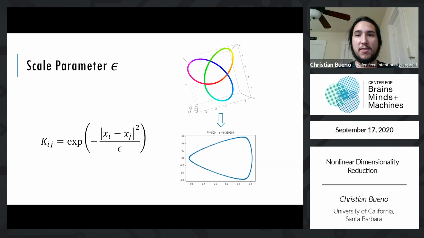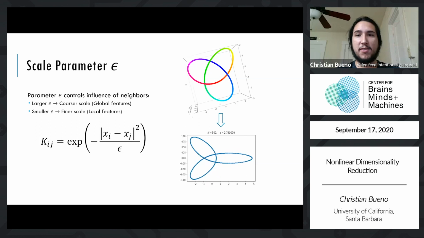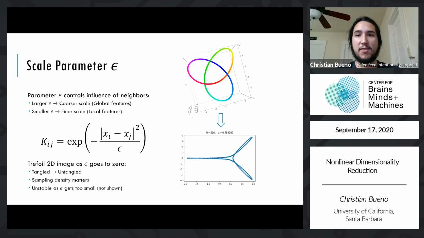And then how would you possibly ever know that you were knotted, right? If you're an ant on the trefoil knot, you can't, and you can only look forward. You would never know that it's knotted. And that's why it unfolds. So larger epsilon means coarser, more global features. Smaller epsilon means finer features. And yeah, that basically summarizes what I said.